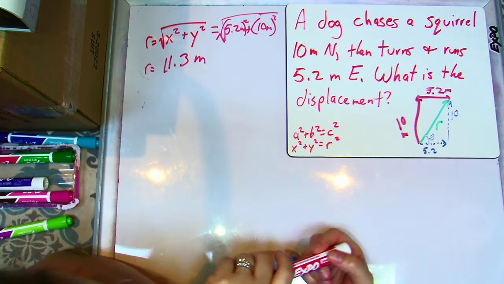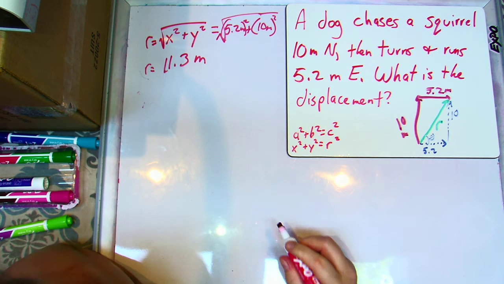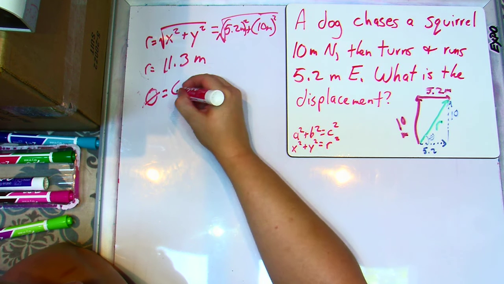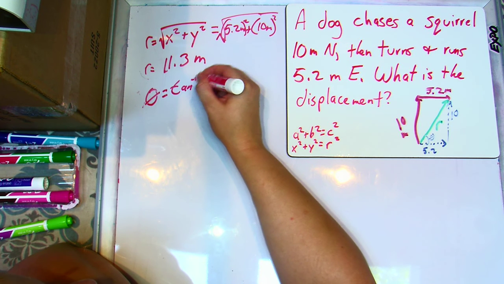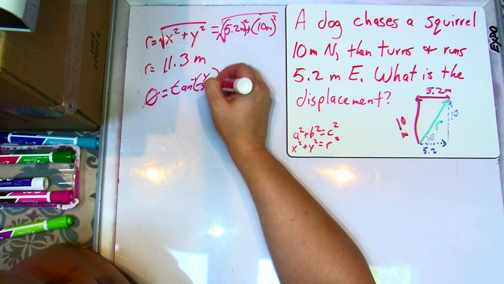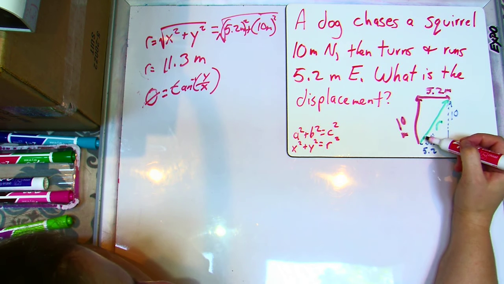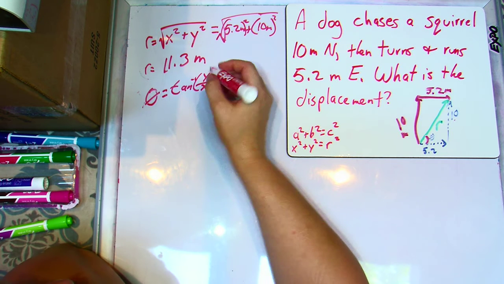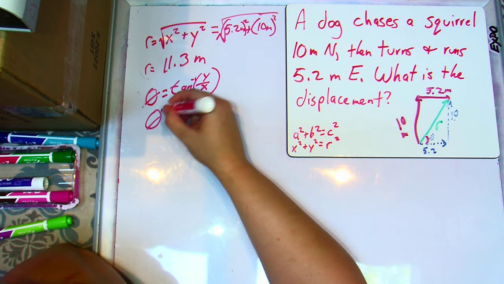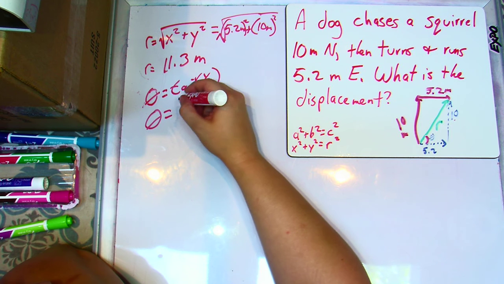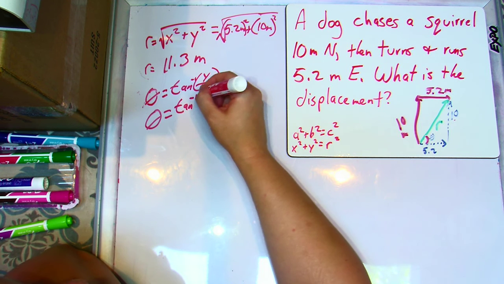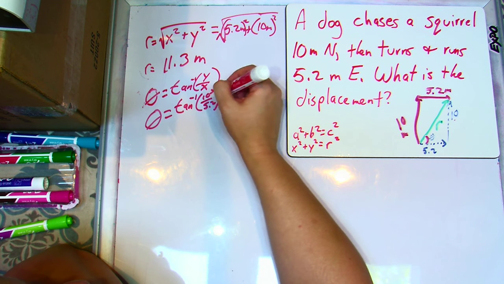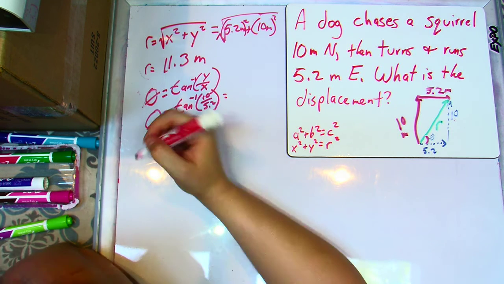And we do that using our inverse tangent. So theta equals inverse tangent of y over x. Opposite over adjacent. If we're looking at this theta here, opposite is the y over the x. So theta equals inverse tangent of 10 over 5.2 equals, and what do we get?